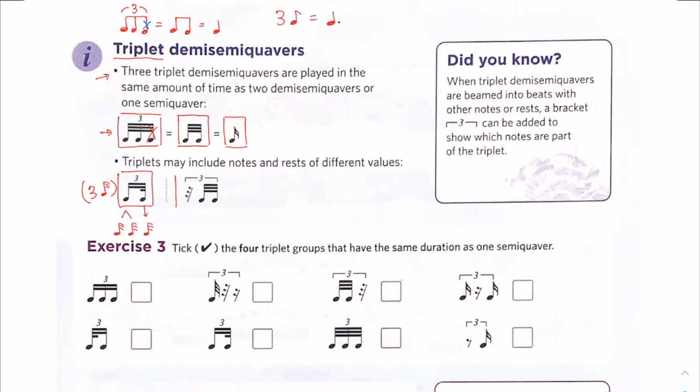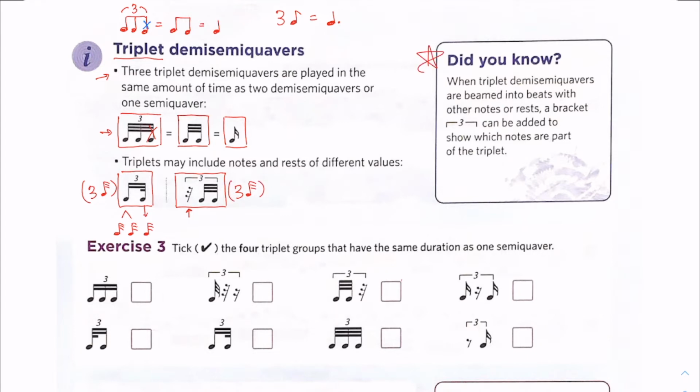Next, this one here is also a type of triplet. In this triplet, there is a rest. So we have a demisemiquaver rest here, and there are 2 demisemiquaver notes. So altogether, again, equals 3 demisemiquavers.